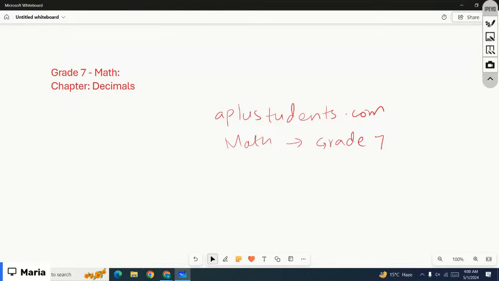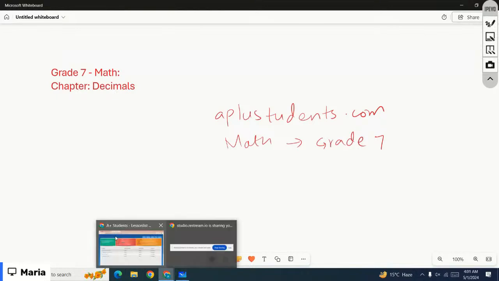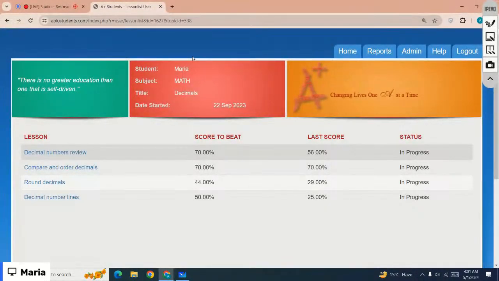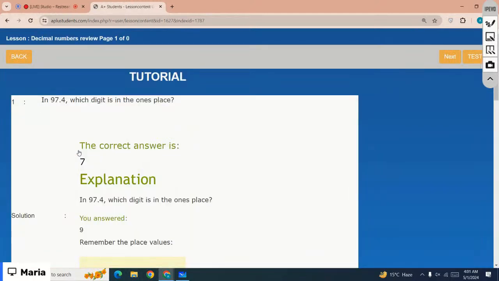So please make sure you have your notebook and pencil so that you can note down the important examples and definitions as well. So here I am on grade 7 math. Let's just start with the first lesson, that is decimal numbers review. So let's just start with the lesson.